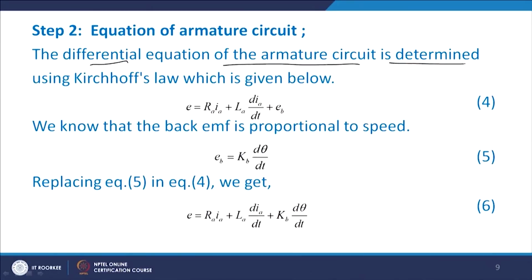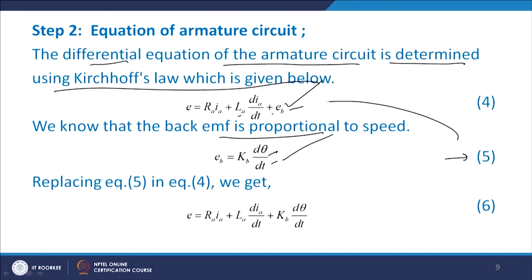Then the differential equation of the armature circuit is determined using Kirchhoff's law, which is given below: E equals R_a I_a plus L_a dI_a by dt plus E_b. Then third, we know that back EMF is proportional to speed. So E_b equals K_b d theta by dt. Then replacing equation 5 in equation 4, we will get the expression E equals R_a I plus L_a dI by dt plus K_b into d theta by dt.